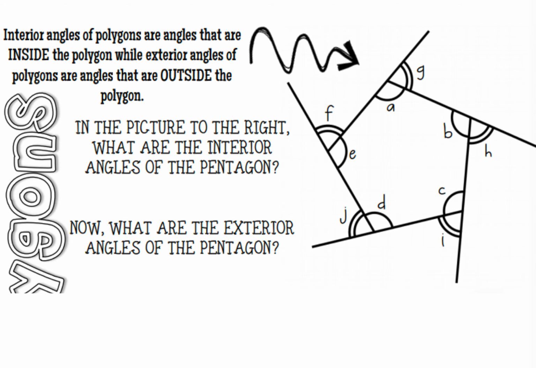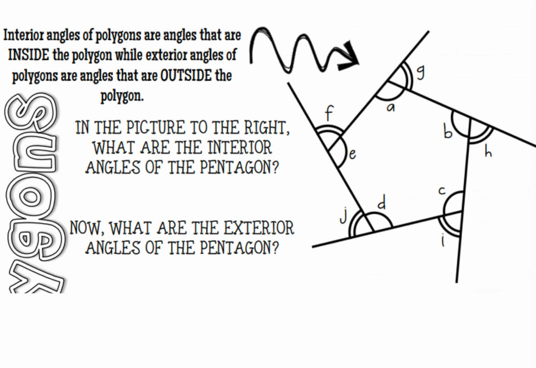All right, so we're going to start just by talking about polygons and polygon angles. Polygons are shapes that have straight sides that do not overlap, and they are all connected. Shapes like triangles, quadrilaterals, pentagons, and hexagons are all examples of different types of polygons.